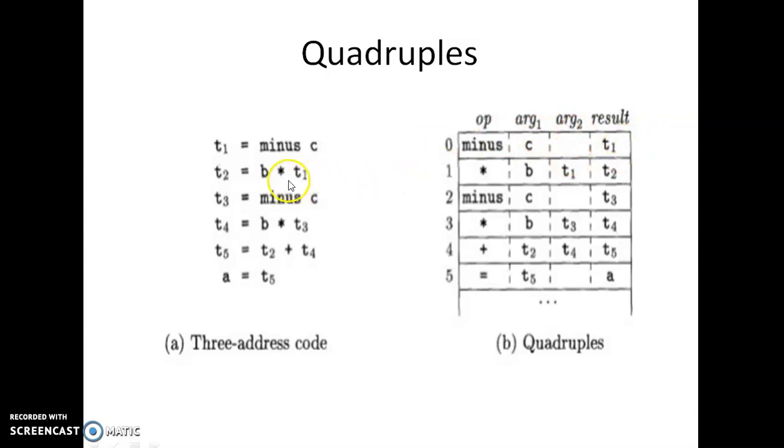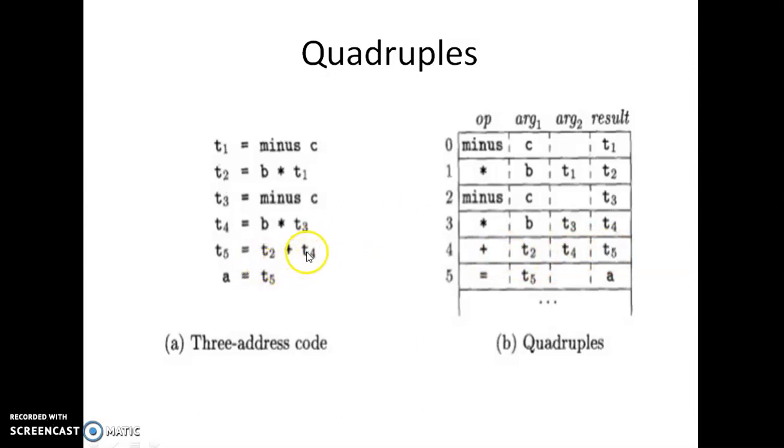Similarly, in the second instruction, B asterisk T1 is performed and the result is stored in T2. So asterisk will be our operator, B will be argument 1, T1 will be argument 2 and T2 will be the result. In the same way, at the next address also, we have calculated minus C and the result has been stored in T3, and T4 is holding B into T3. Then T5 is holding the addition of T2 and T4.